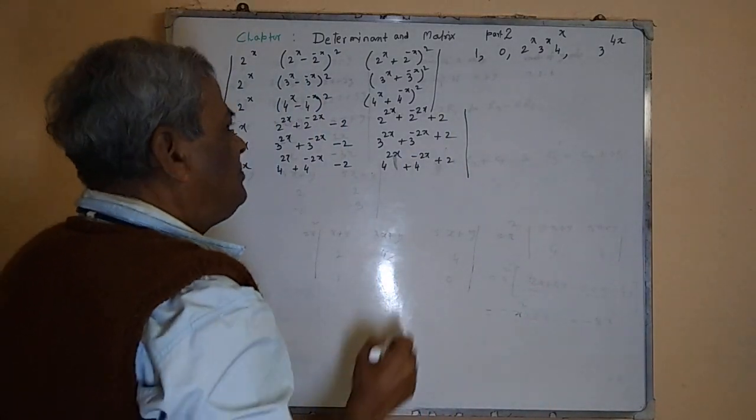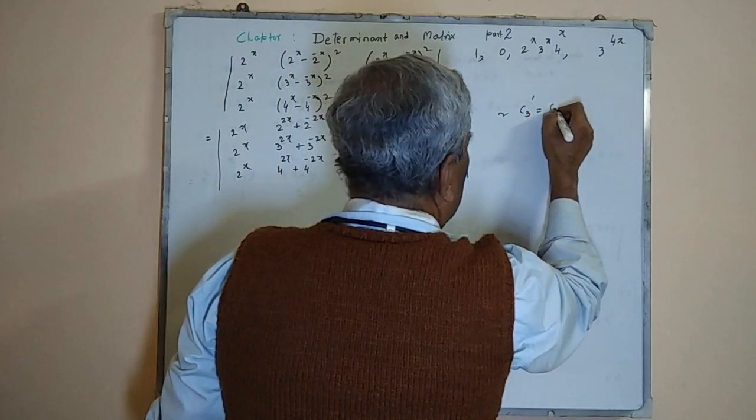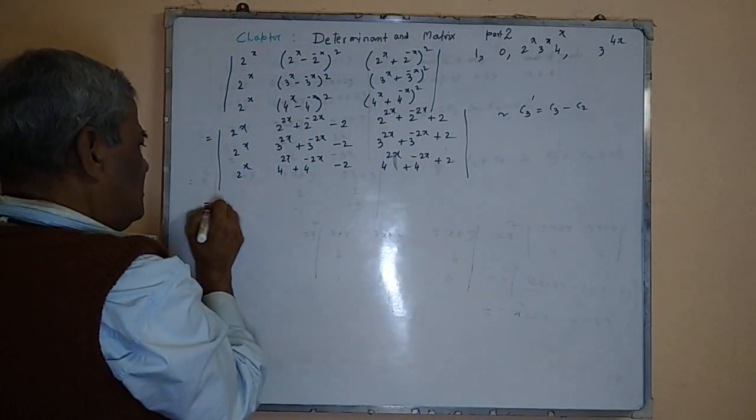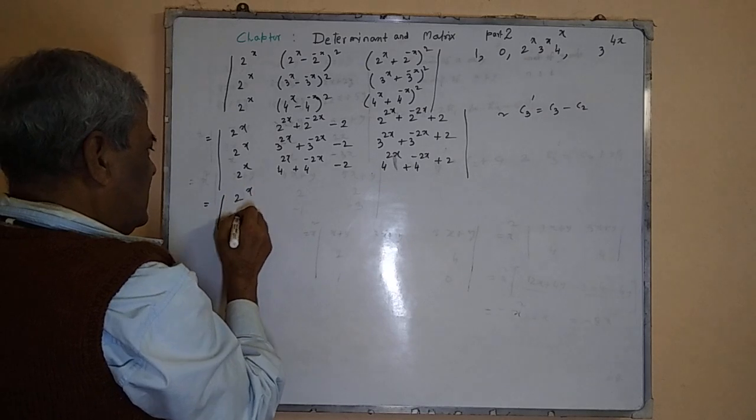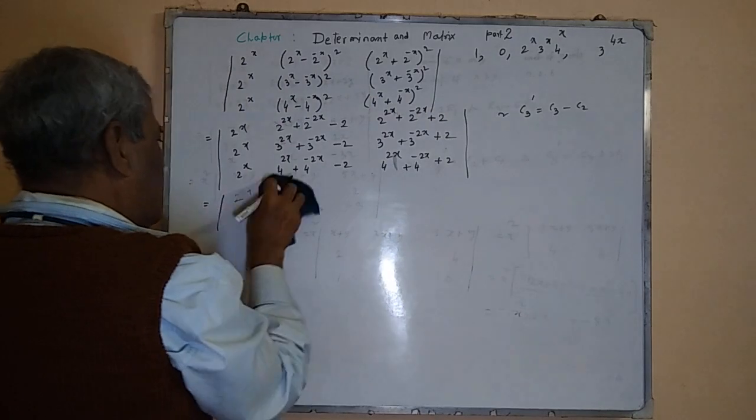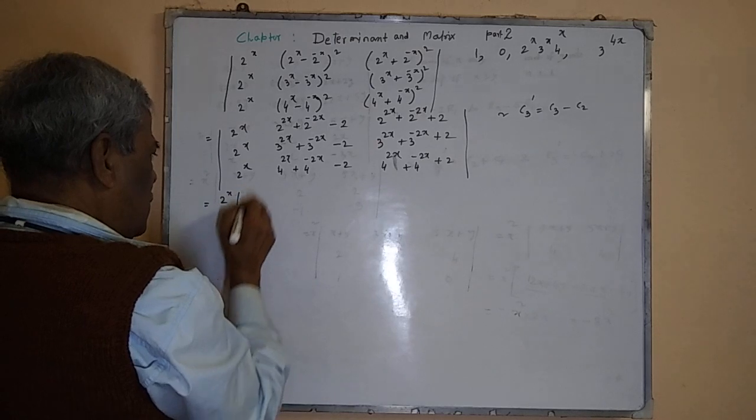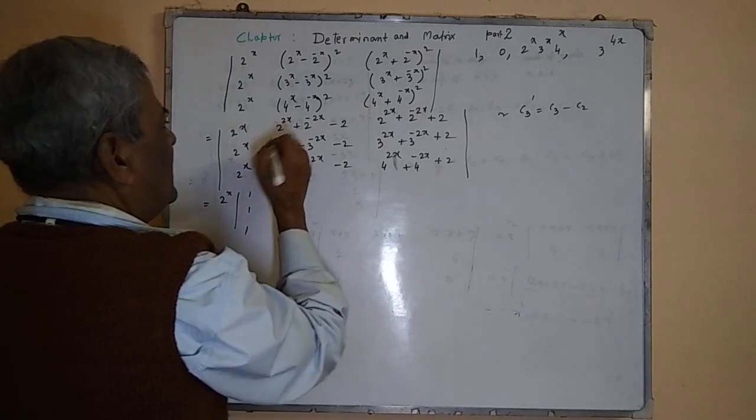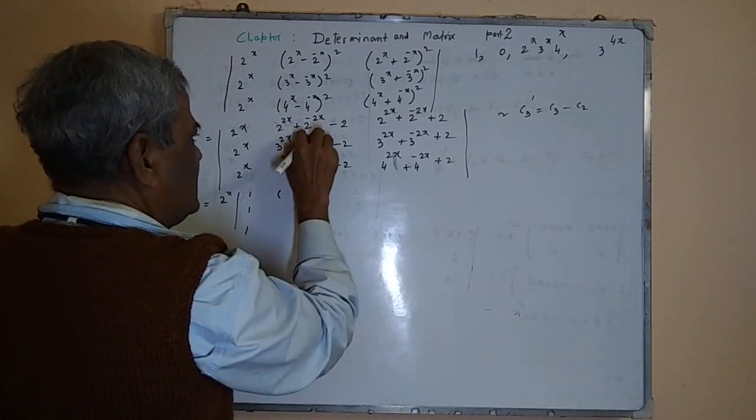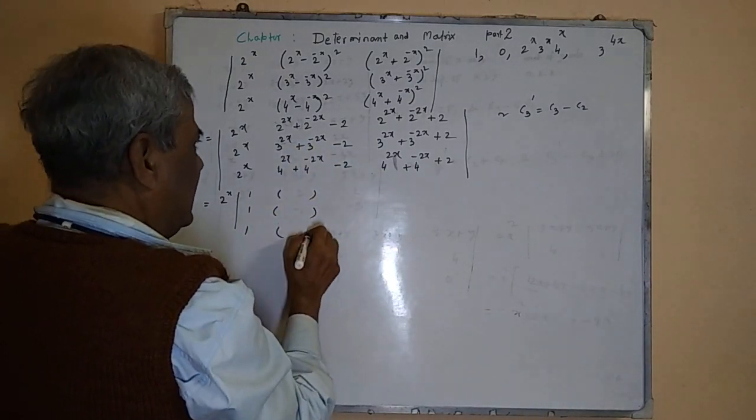Now operating C3 dash is equal to C3 minus C2. This becomes 2 to the power x, 2 to the power x. And from there we can take 2 to the power x common, so 2 to the power x into 1, 1, 1. Then this is intact. Just write this here, this thing here, and that thing here.